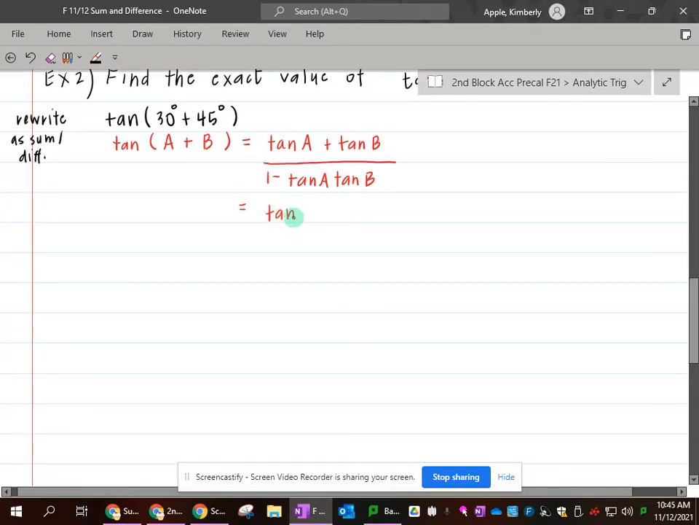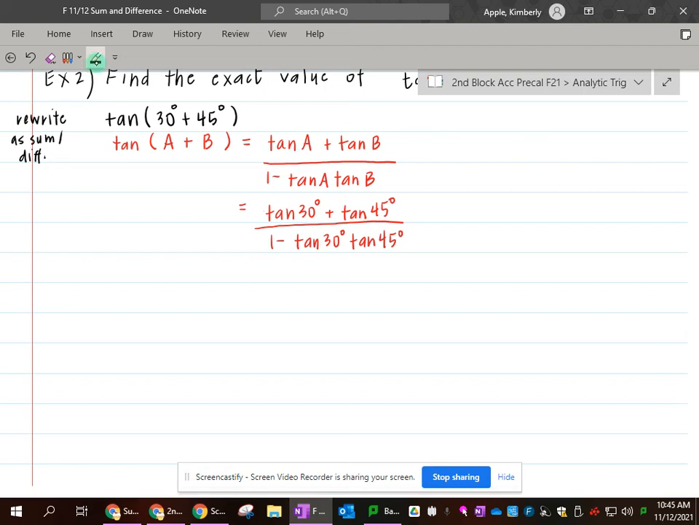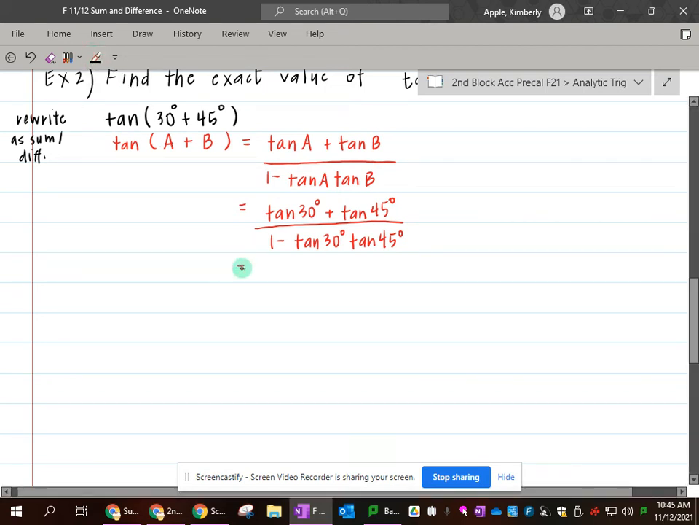So really, let's just rewrite it with numbers in it. This will be tangent of 30 degrees plus tangent of 45 degrees all over 1 minus tangent of 30 times tangent of 45. Well, and then I can head to the unit circle and get these values. What is the tangent of 30? Well, that's root 3 over 3. Plus the tangent of 45, which is just 1, right?